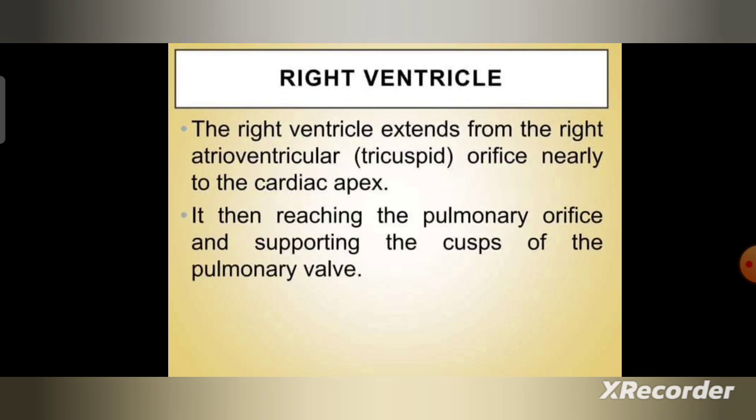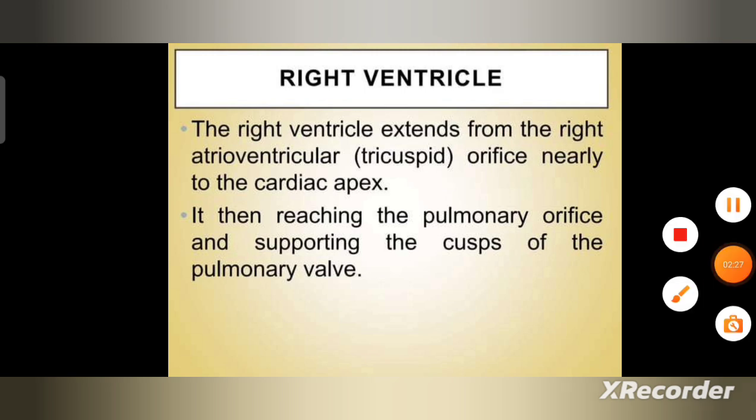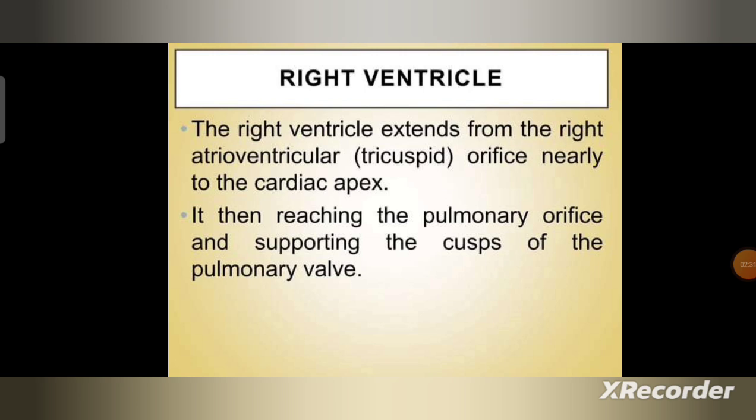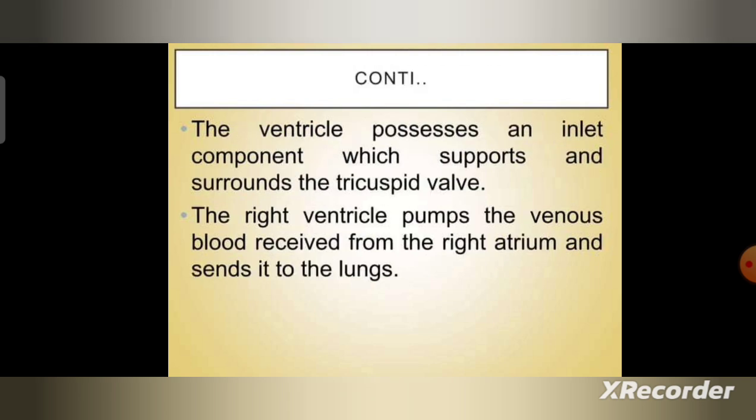Next is the right ventricle. The right ventricle extends from the right atrioventricular, that is tricuspid, orifice, nearly to the cardiac apex. It then reaches the pulmonary orifice, supporting the cusp of the pulmonary valve. The ventricle possesses an inlet component which supports and surrounds the tricuspid valve. The right ventricle pumps the venous blood received from the right atrium and sends it to the lungs.